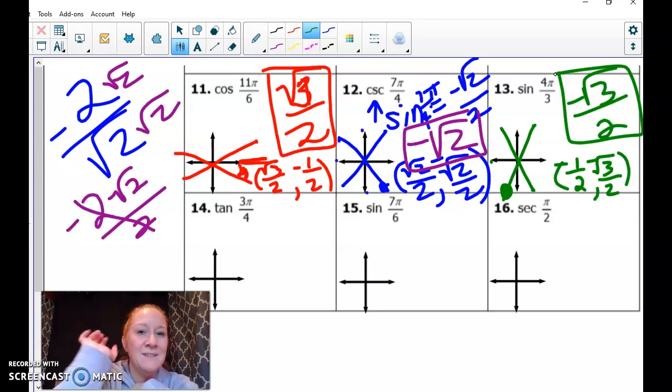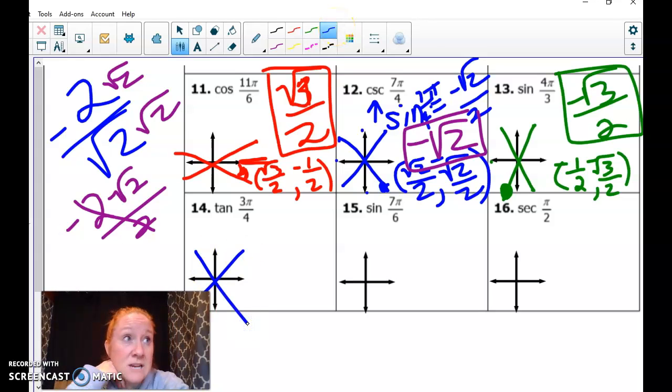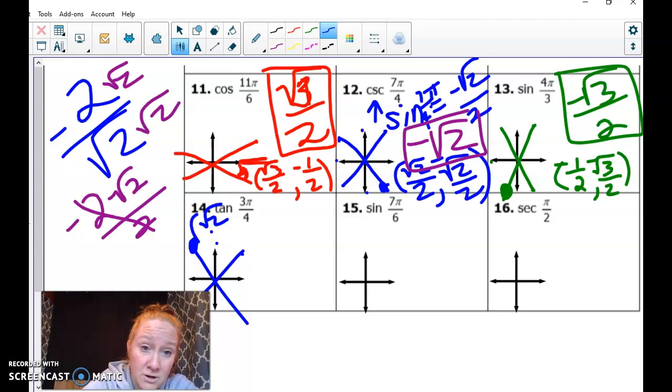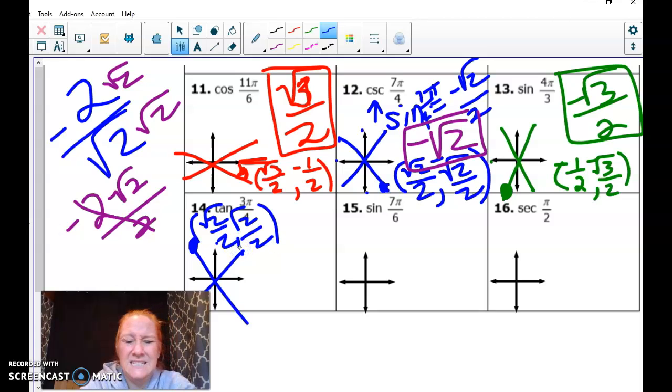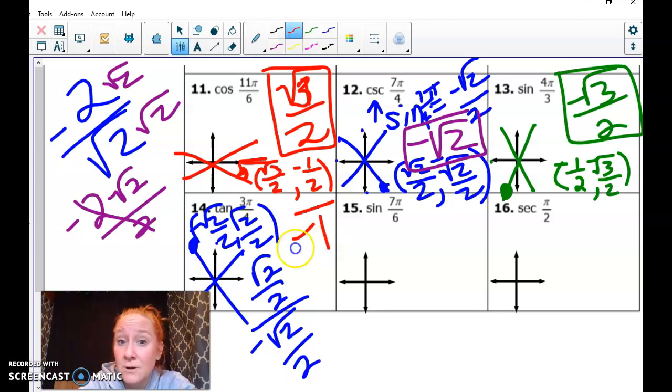Ooh, 3 pi over 4. I love pi over 4s. Okay, pi over 4s. 3 pi over 4. 1 pi over 4, 2 pi over 4, 3 pi over 4. Okay, pi over 4s are always root 2 over 2, root 2 over 2, and the cosine is negative because it's going left. Okay, tangent is the y over the x, so root 2 over 2 over negative root 2 over 2. Hey, same thing, divided, so negative 1.